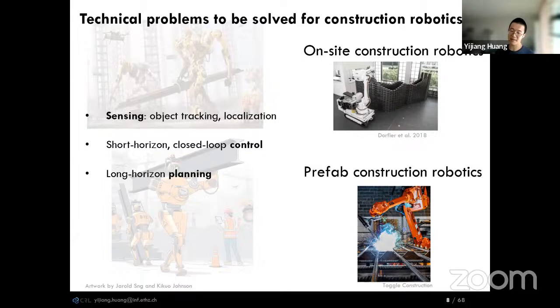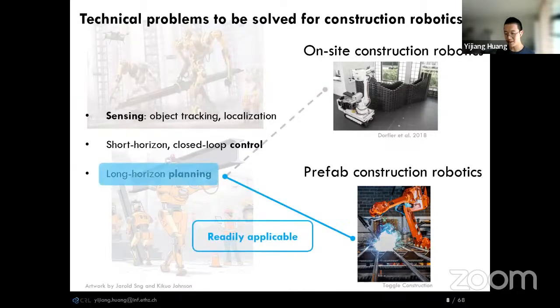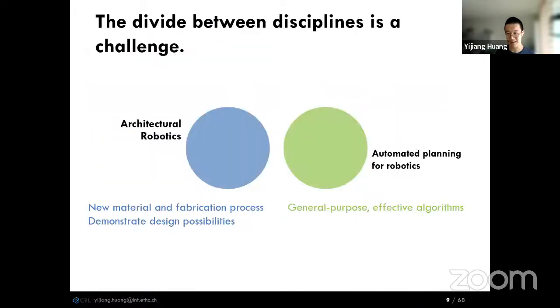And then we ship these components to the site, and we use a crane or something like that to manually install them. So my work in recent years focused more on the long-term planning problems, and this has a direct application in prefabrication settings, but also I think it is a very important stepping stone towards more robust and capable on-site construction robots. There are mainly two research communities that are pushing planning-related research.